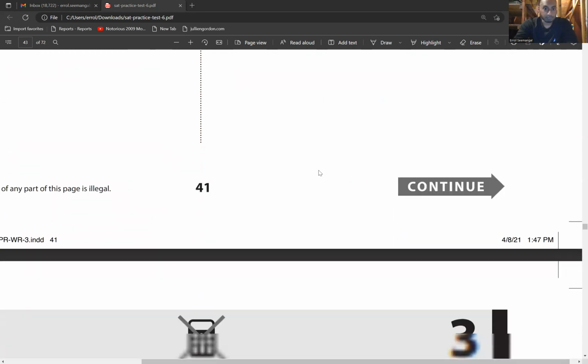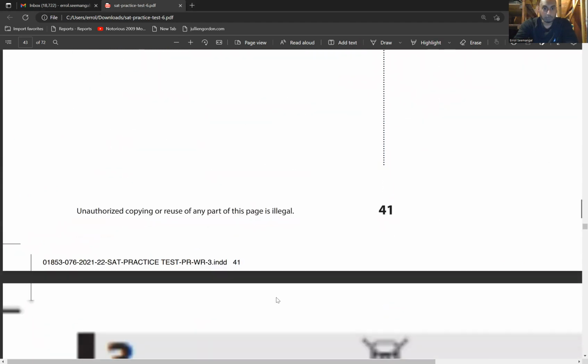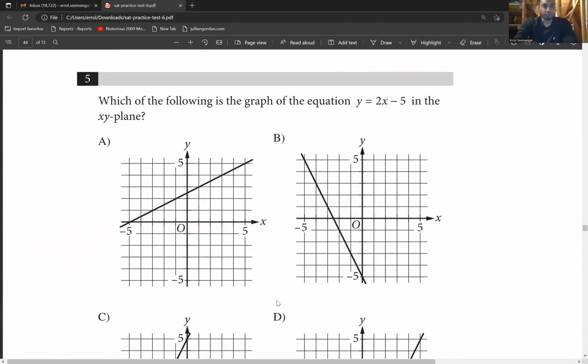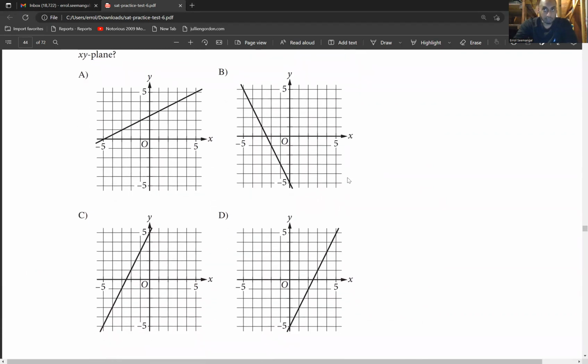5. Where's 5? Which of the following is the graph of the equation in the xy-plane? Okay, so what's your y-intercept on that? 0, -5. Yep, 0, -5. So it's not that one. It's one of these two.